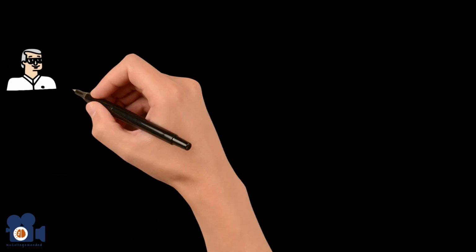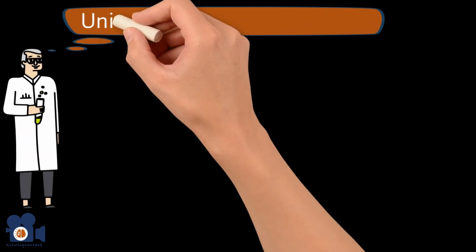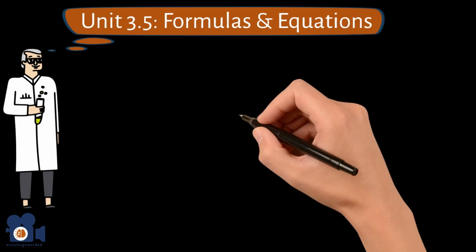Today, we're delving into Unit 3.5 of the first half of General Chemistry, which covers formulas and equations.